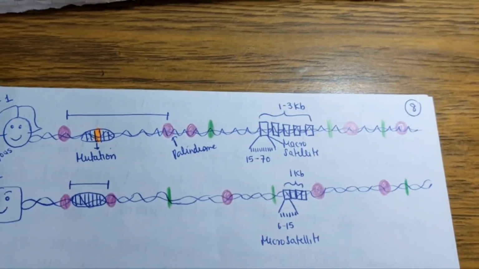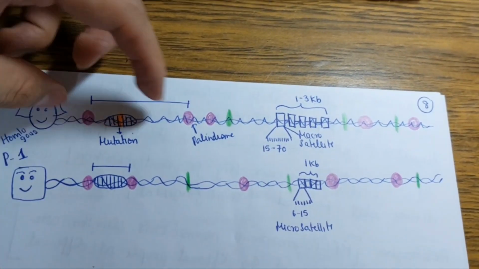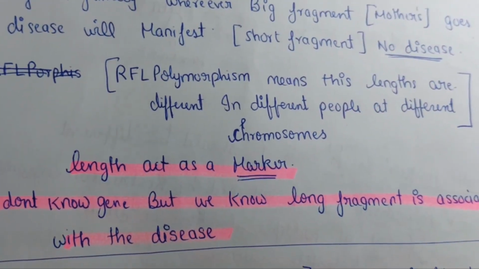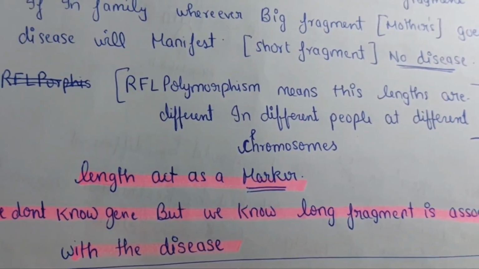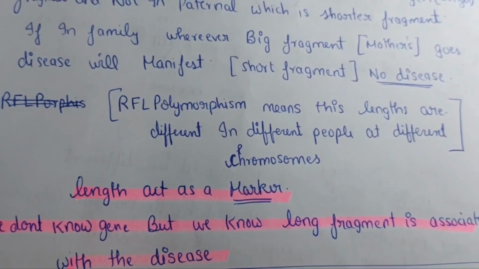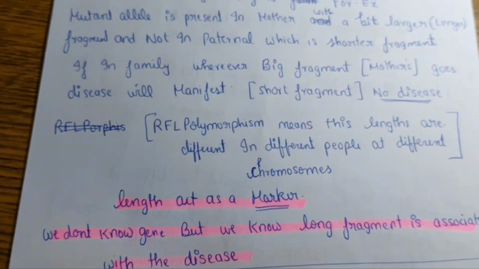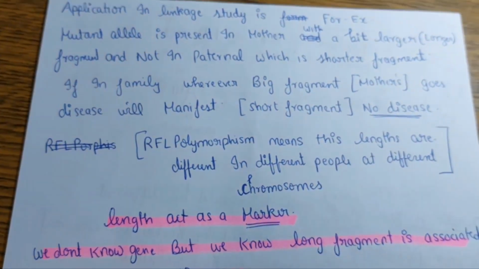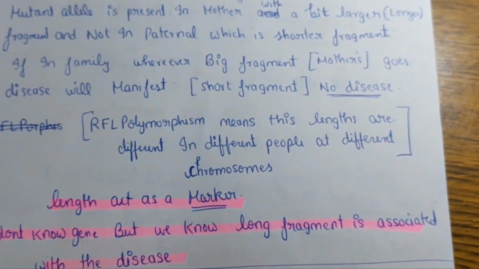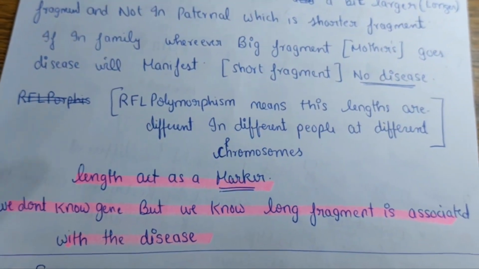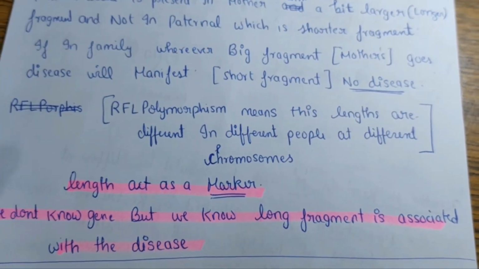So here, if we consider this to be the mutation, we can see the fragment is longer compared to the paternal gene where the fragment is shorter. So in RFLP, the length is different in different people at different chromosomes, because even if they are homologous chromosomes, the palindromes will be located at different positions. So length acts as the genetic marker. We don't know the gene, but we know that the longer fragment is associated with the disease in this example. So this was our first type of genetic marker.